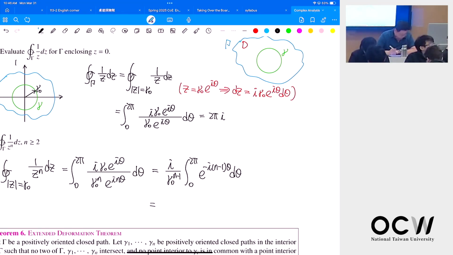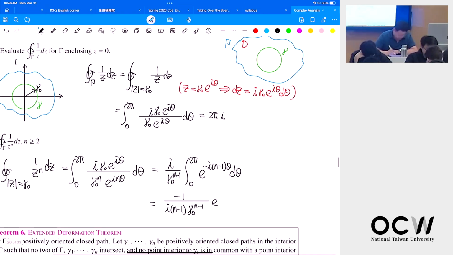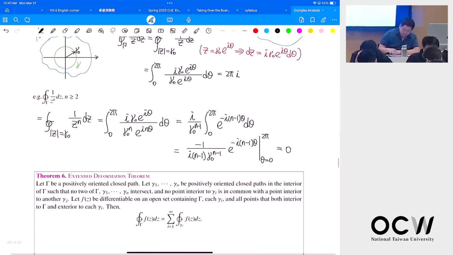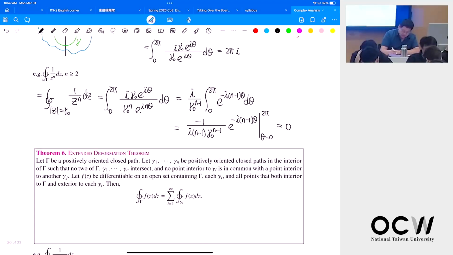And if we do the integration, we have minus 1 divided by i times (m minus 1), z naught to the m minus 1, e to the minus i (m minus 1) theta, where theta is from 0 to 2 pi. And you will see that when you plug in theta, you get 0. Okay. If you don't have any questions, let's see the extended deformation theory.